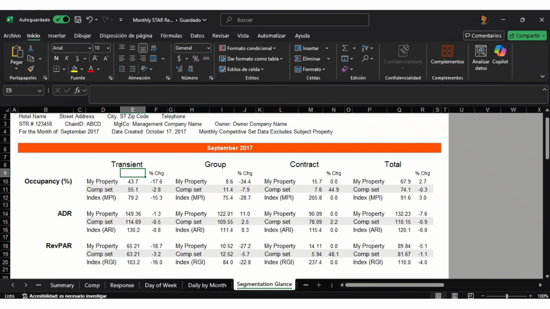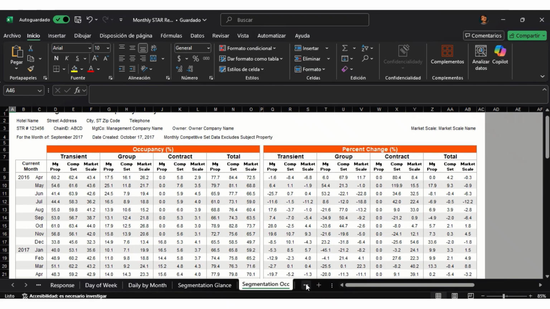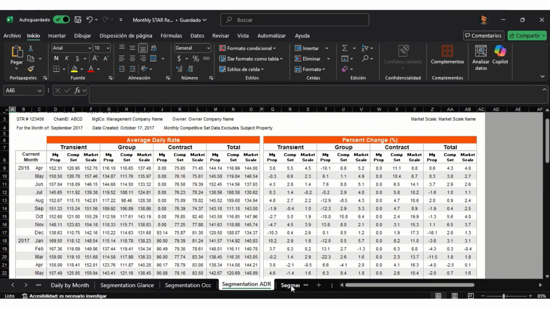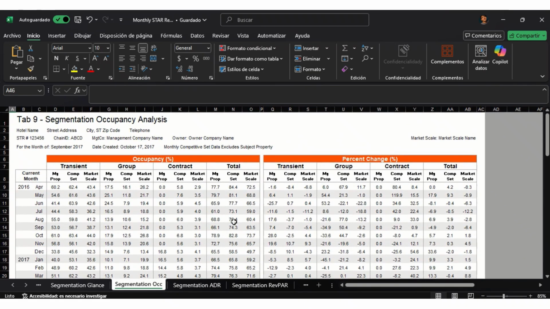I'm sorry, it's a little confusing, but it's hard to explain. Then we have segmentation occupancy, segmentation ADR, and segmentation RevPAR. These ones are basically the same, but for a different KPI, so I'm going to explain it very fast.